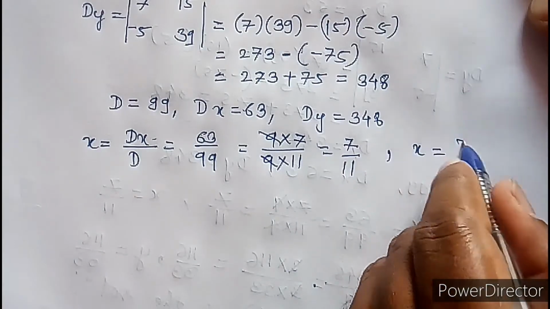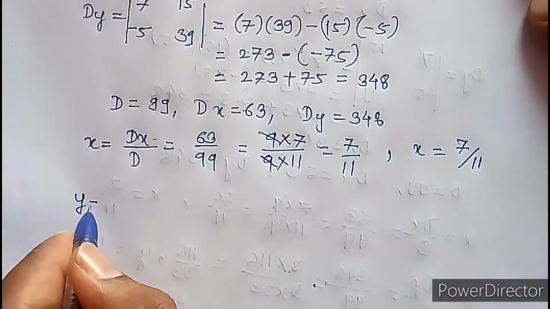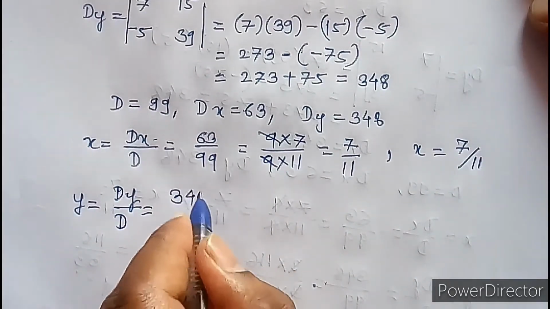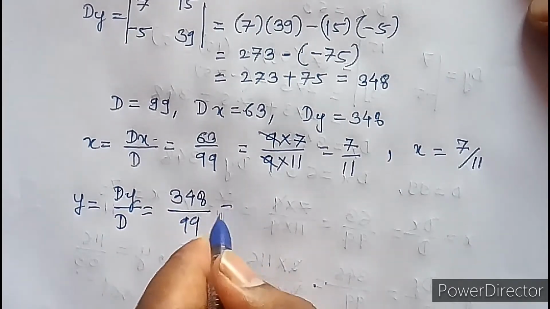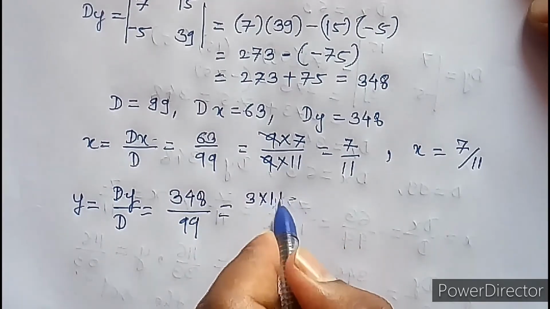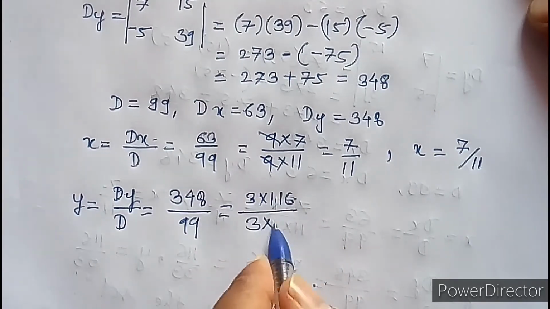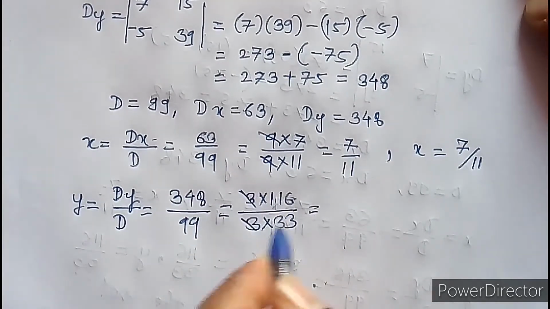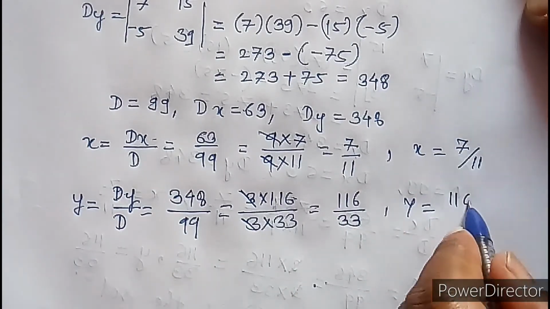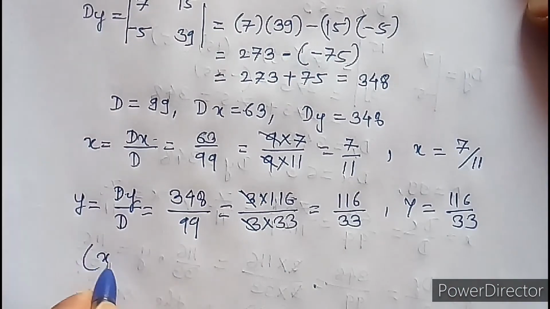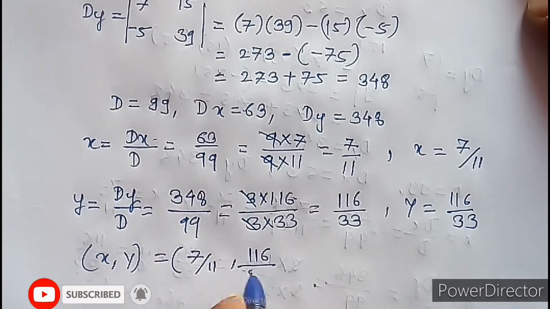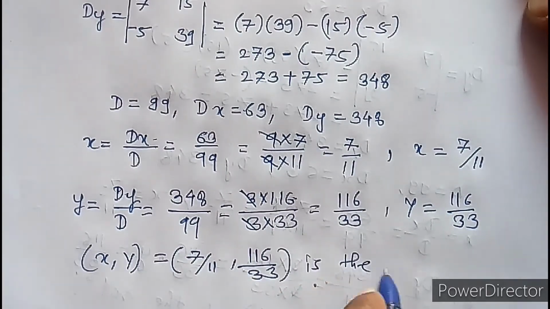Here we get the value of x equals 7 by 11, and y equals dy by d. Here the value of dy is 348 and the value of d is 99. Now these both are multiples of 3. 3 into 116 is 348, and 3 into 33 is 99. Here 3 gets cancelled, we get 116 divided by 33, that is the value of y equals 116 by 33. Now x comma y are 7 by 11 and 116 by 33, that is the solution.